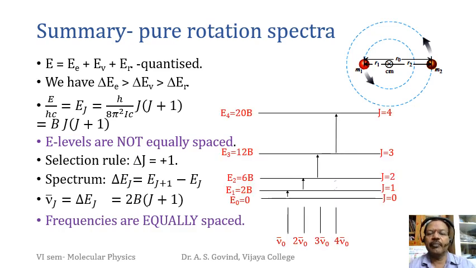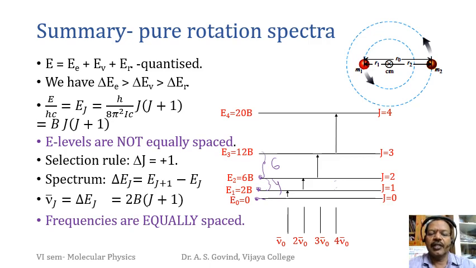Energy level diagram is as shown. So first notice that energies are not equally spaced. If you take the lowest as 0 with J equals 0, the next is 2B. So if B is the unit, it is 2, and this is 6. That means this difference is 4, and this difference is 6. So that shows that energies are not equally spaced.